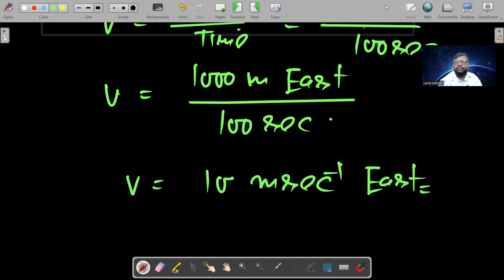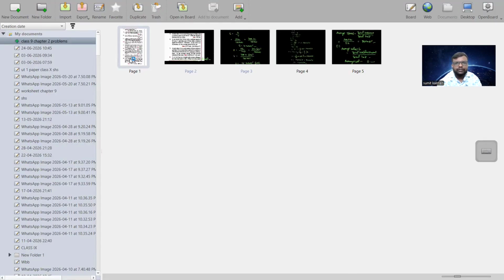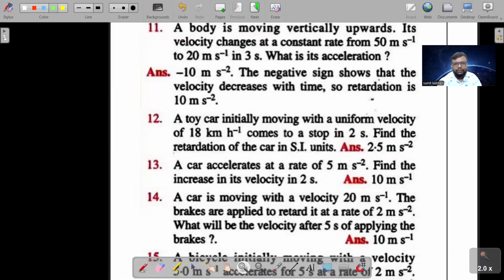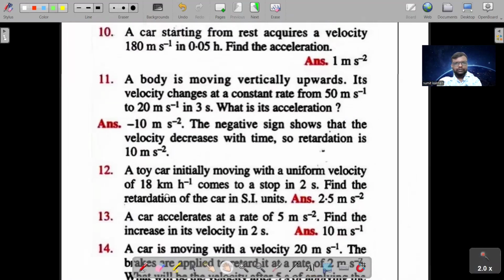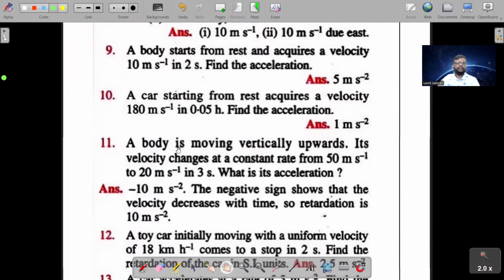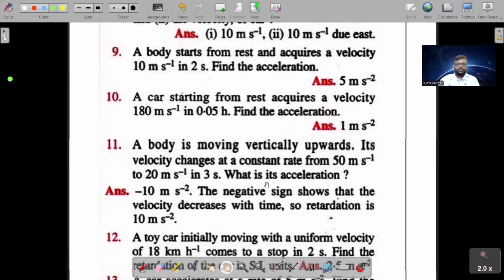Now friends, let me upload the next file. There are lots of problems to solve, and you should solve by yourself also, because it will boost your confidence if you solve by yourself. Now next, problem number 9. See problem number 9.